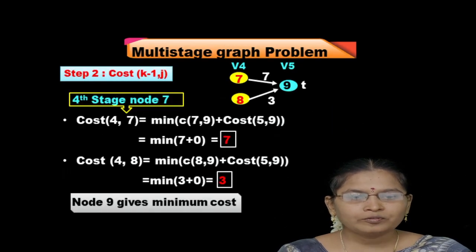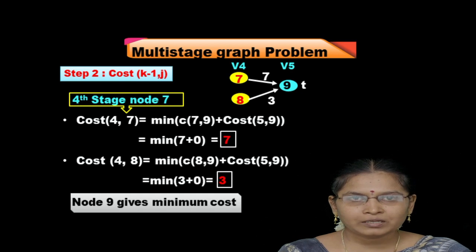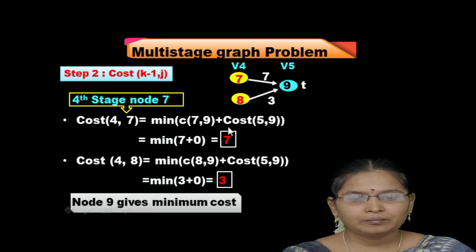In the next step, we have to find the cost of k minus 1 comma j. In the fourth stage, we have 2 nodes, 7 and 8. So we find the cost of 4 comma 7 and the cost of 4 comma 8. That is, cost of 4 comma 7 equals the minimum of C of 7 comma 9 plus cost of 5 comma 9. We already initialized the cost of 5 comma 9 as 0, so we get the minimum cost as 7.